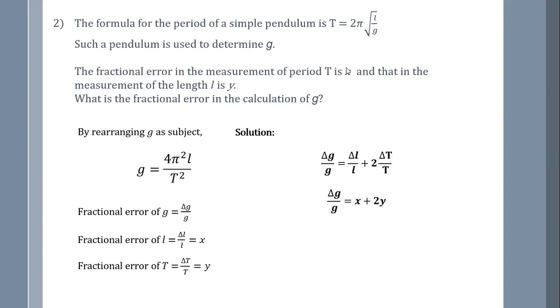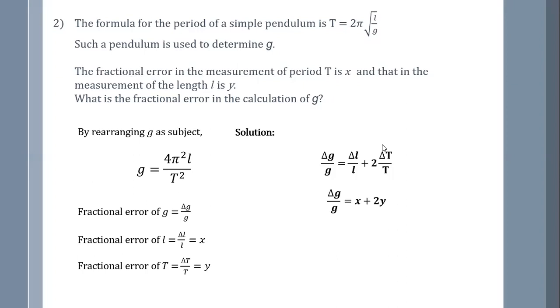This X is what? Changes of T, or changes of T over T, or changes of T over T times 100%? This X is what? Fractional uncertainty. Fractional uncertainty means this should be changes of T over T, which is your X. Changes of T over T.